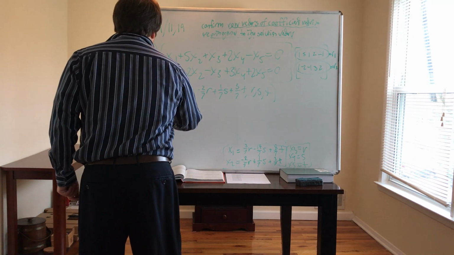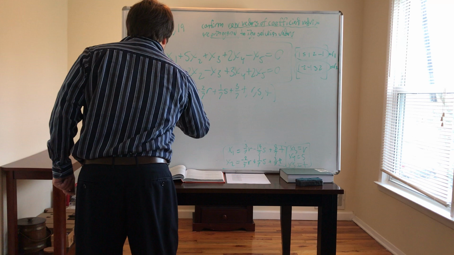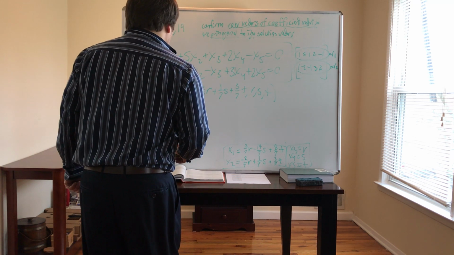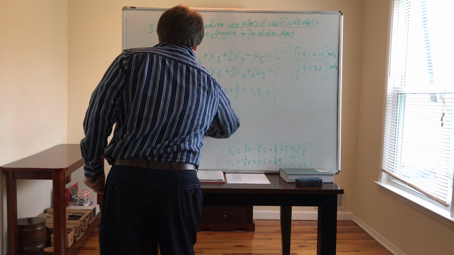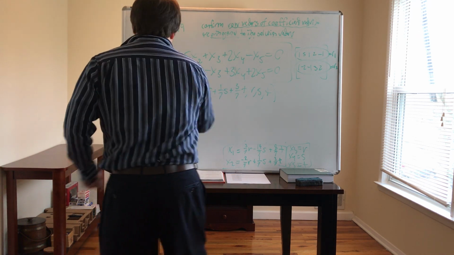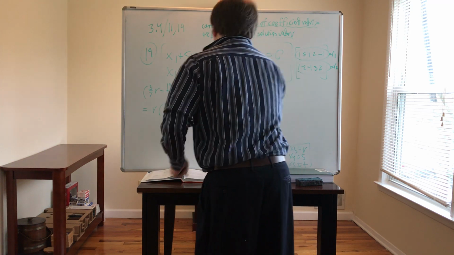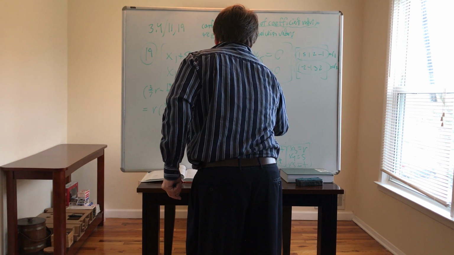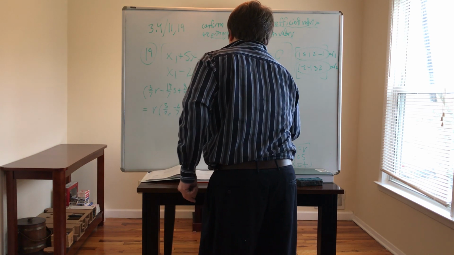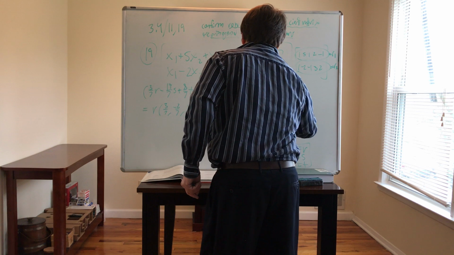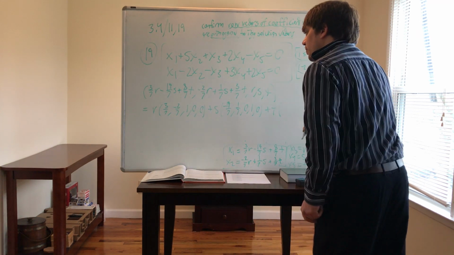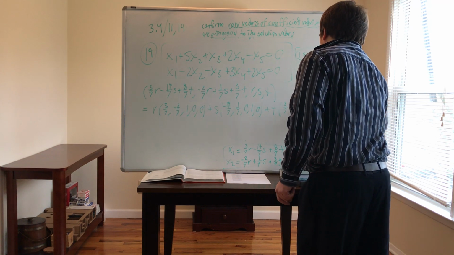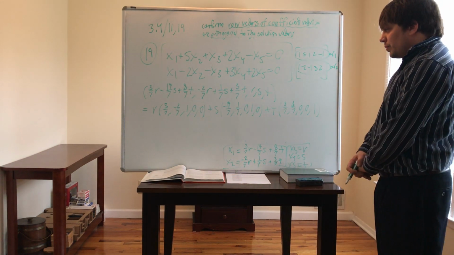And I'm going to separate them by the parameters. And so it's going to be r times 3/7, negative 2/7, 1, 0, 0, plus s times negative 19/7, 1/7, 0, 1, 0, plus t times 8/7, 3/7, 0, 0, 1. Okay?